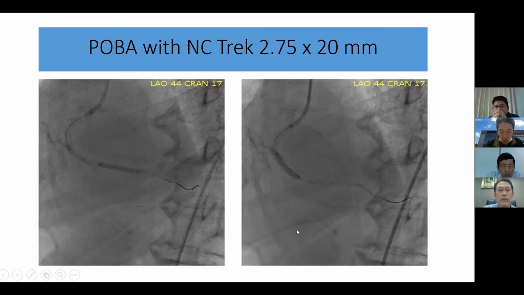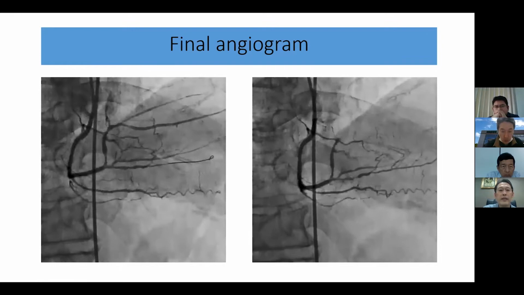And this is the final angiogram. After we did the prolonged balloon inflation, the PL branch was coming back again.